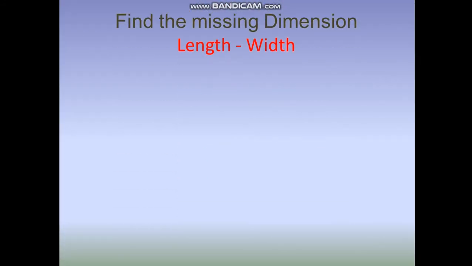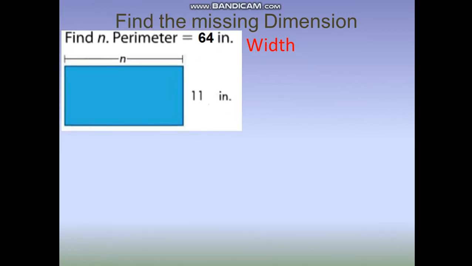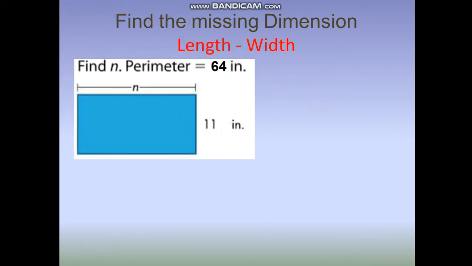It's another kind of question if he asks us to find the missing dimension, and by dimension we mean length and width. Find N when perimeter equals 64 inch. I have a missing dimension here with the length. N is a variable representing the length, and W here is given, it's 11 inch.